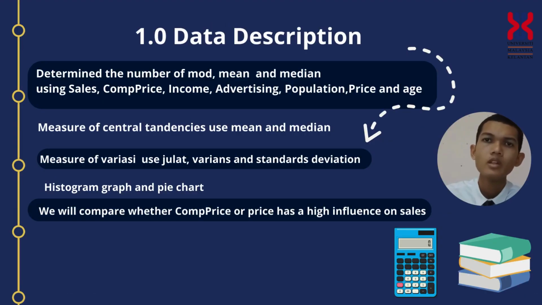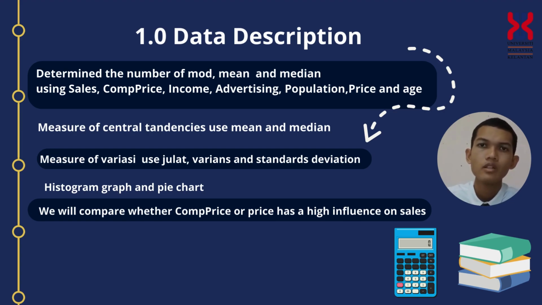In this assignment, we determine the mode, mean and median using sales, comprice, income, advertising, population, price and age. The categorical variables are shelf log, where we use good, medium and bad, and urban, where we use yes and no.